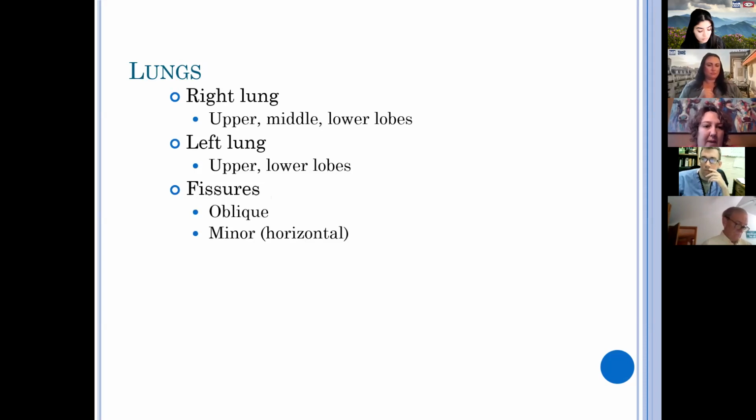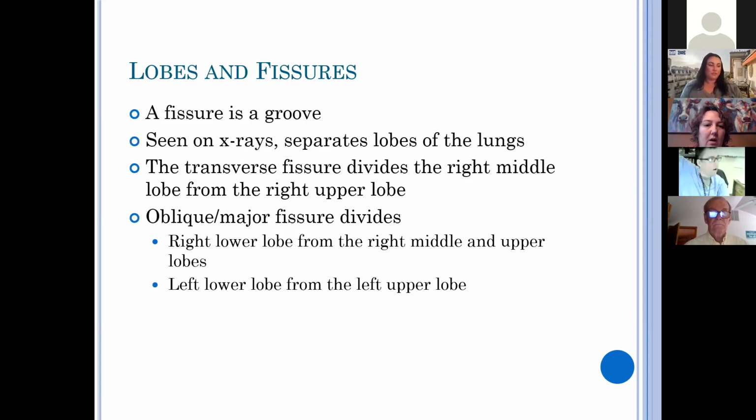So anatomy, our lungs. We have a right lung and a left lung. The right lung consists of the upper, middle, and lower lobes. The left lung consists of the upper and lower lobes. We have fissures: the oblique, and the minor or horizontal fissure. What is a fissure? It's a groove.